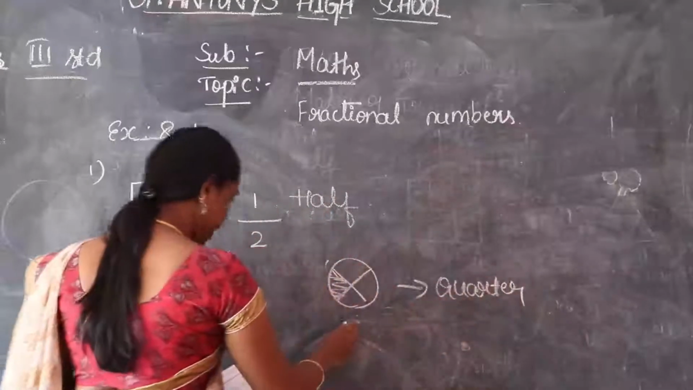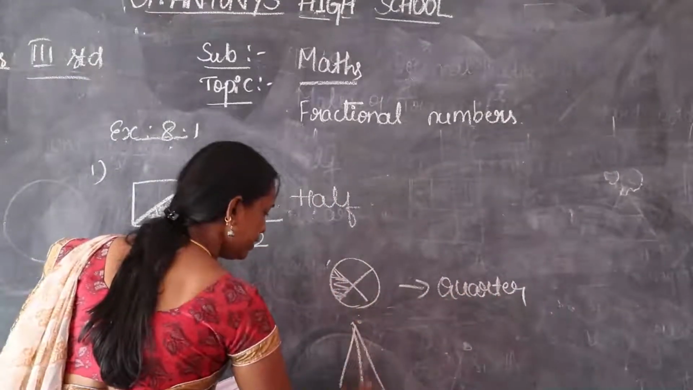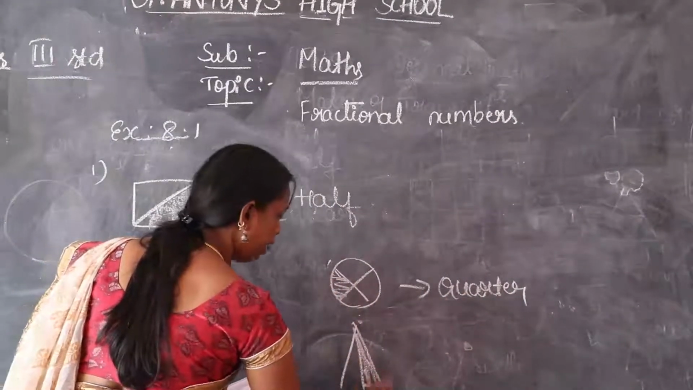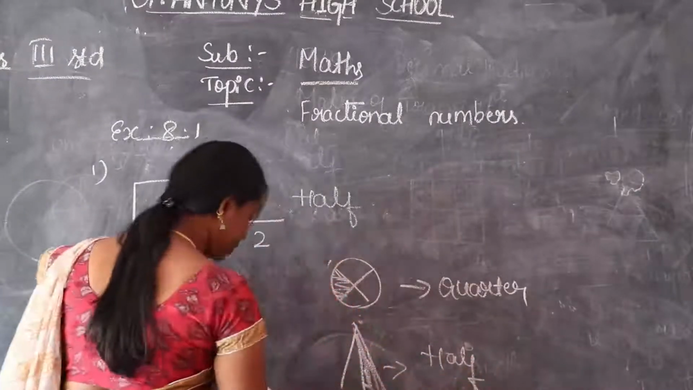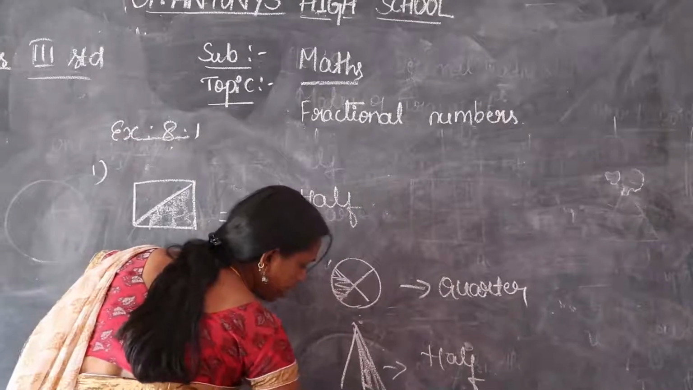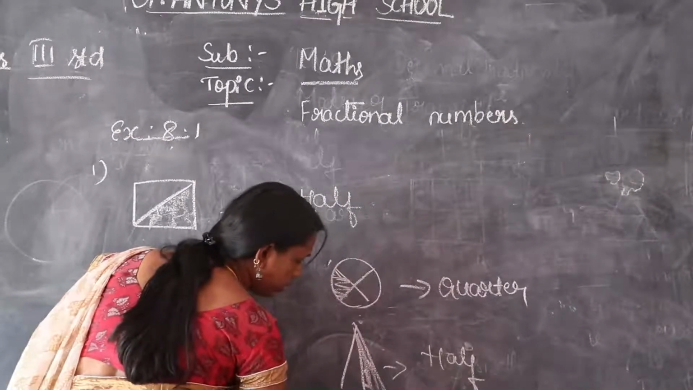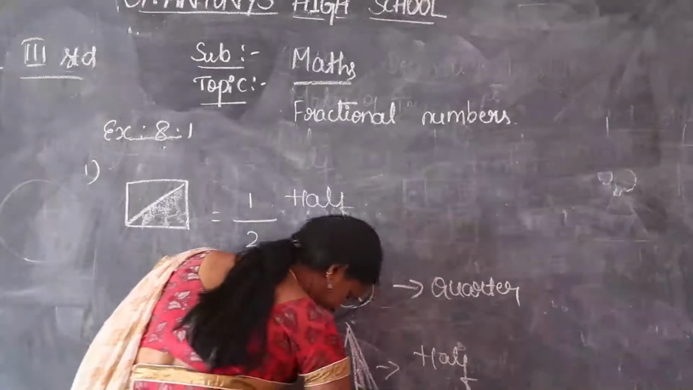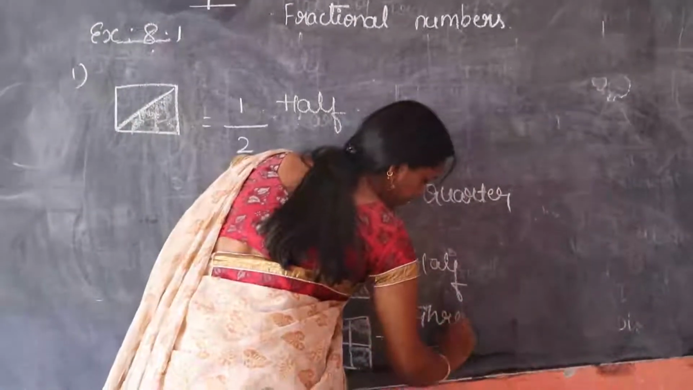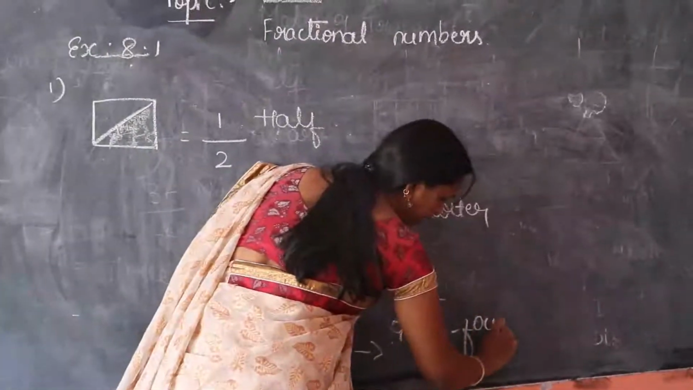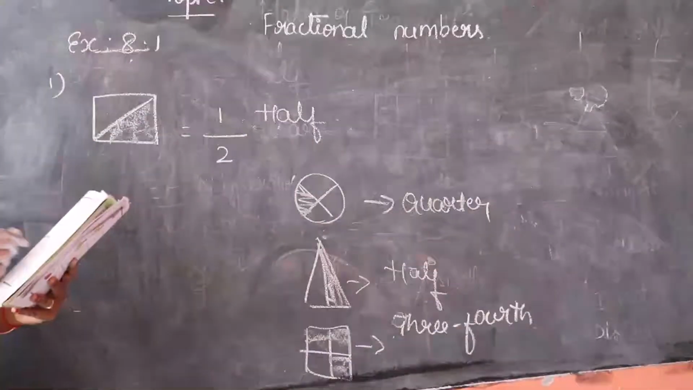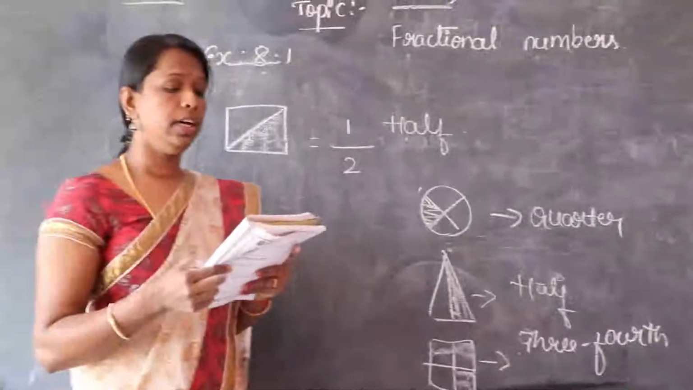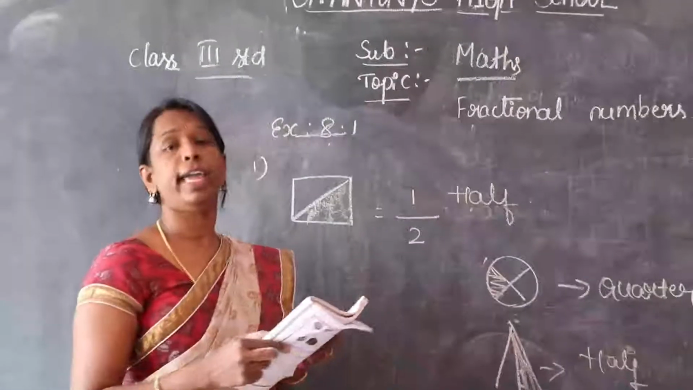This is called a quarter because it is shaded to a quarter. And then the second one, half. This triangle is shaded to half, call it half. And the third one is shaded to 3 by 4, call it 3/4.